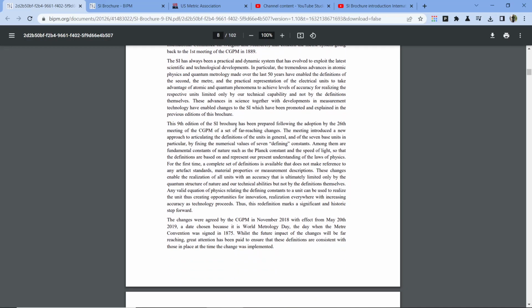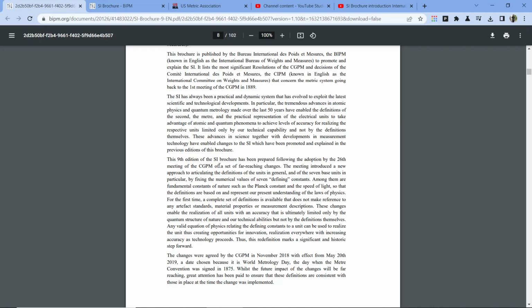This ninth edition of the SI brochure has been prepared following the adoption by the 26th meeting of the CGPM of a set of far-reaching changes. The meeting introduced a new approach to articulating the definitions of the units in general and of the 7 base units in particular by fixing the numerical values of 7 defining constants. Among them are fundamental constants of nature such as the Planck constant and the speed of light, so that the definitions are based on and represent our present understanding of the laws of physics.